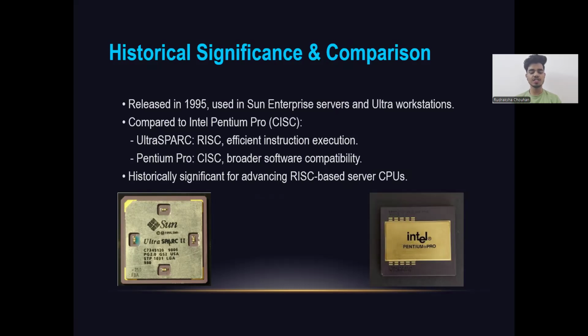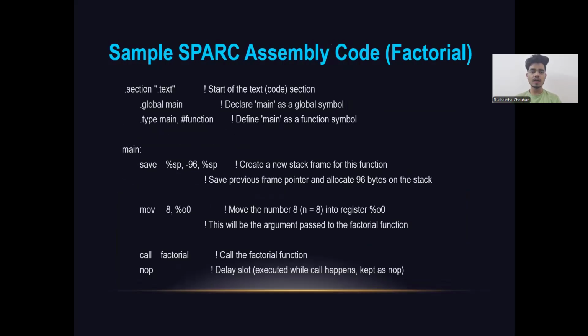UltraSPARC focused on efficiency per instruction, making it faster for scientific and engineering applications. Its RISC design also made it more scalable, meaning performance increased more predictably with larger clock speeds and multiple cores. Historically, UltraSPARC played a crucial role in establishing RISC processors as a serious alternative to CISC in the enterprise market. Now coming to its assembly code, which is a factorial code.